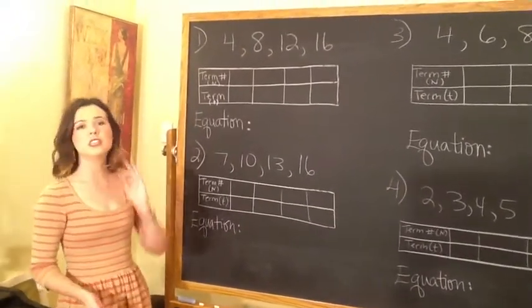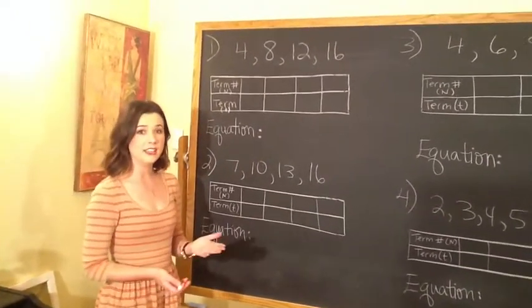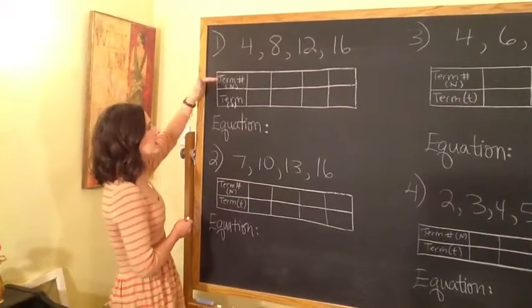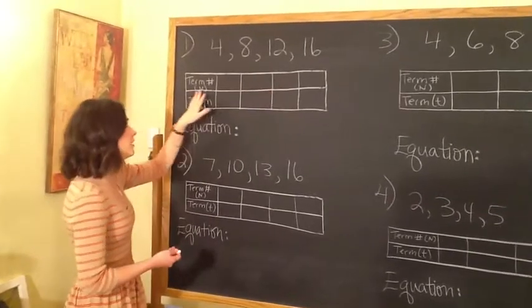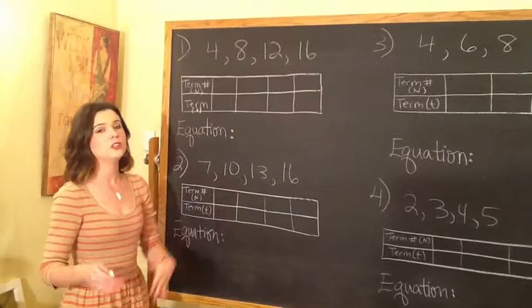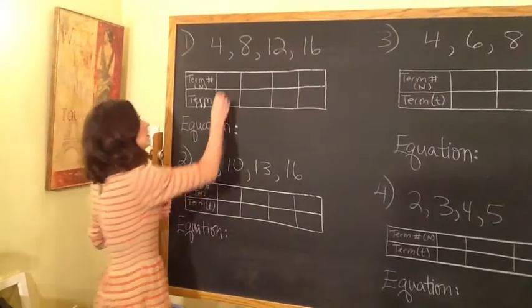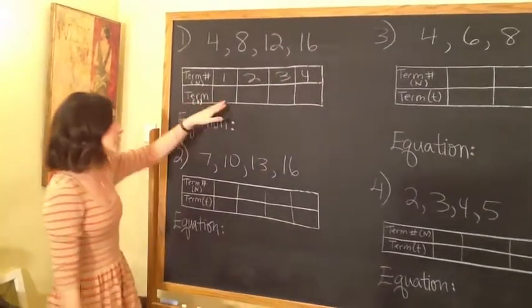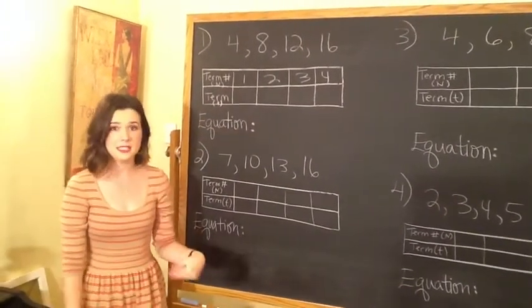Now in order to do this, we're going to organize our information into a chart. We're going to do a chart where the top part is the term number. So term number 1, term number 2, term number 3. We're going to list those: 1, 2, 3, 4. Now underneath this, we're going to put the term that's in that spot.